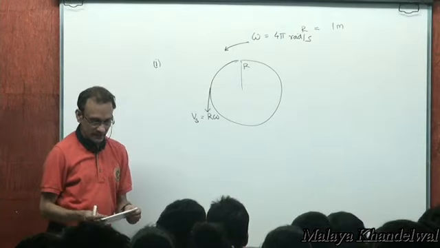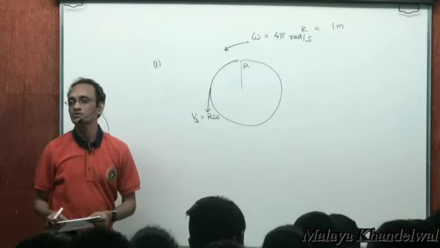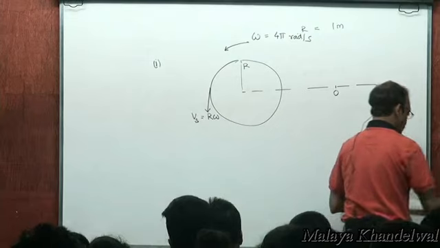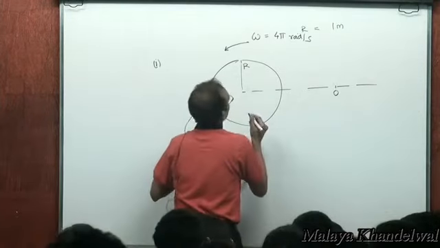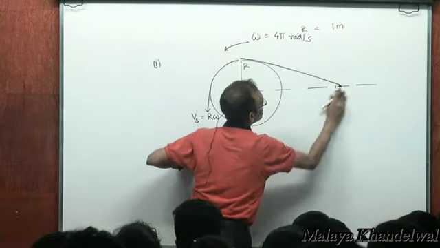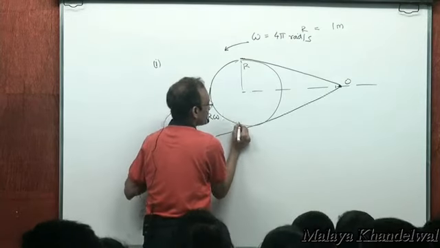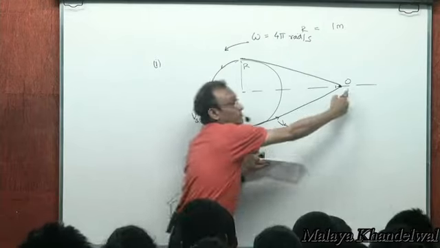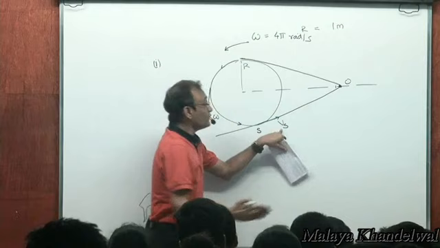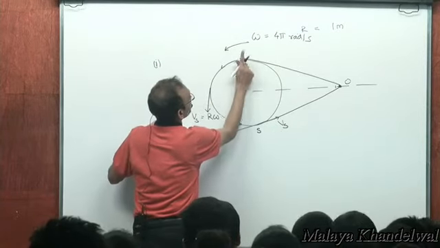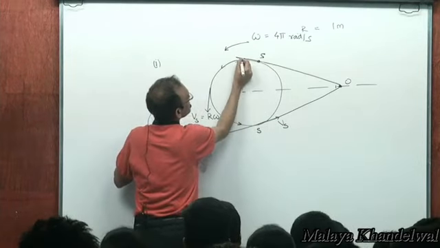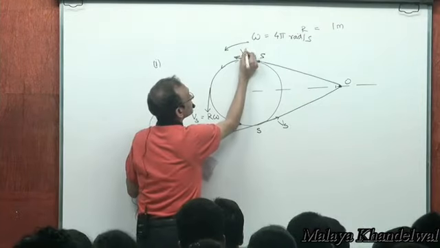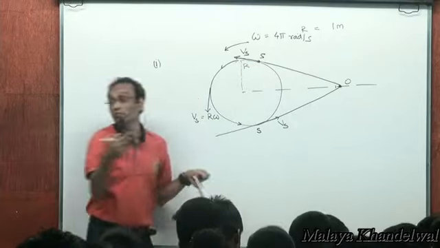What is the musical interval between the highest and the lowest pitch if the velocity of sound is 332 meters per second? That means, say in the plane of the circle, there is an observer O. Very clearly, draw two tangents from O. Draw this tangent and this tangent. When the source is here, it's directly approaching the observer. Maximum relative velocity towards. So this will give me the highest frequency. And when the source is here, then maximum relative velocity away, and that will give me the lowest frequency, yes or no? Right? So the frequency of this divided by this will be the musical interval, right?